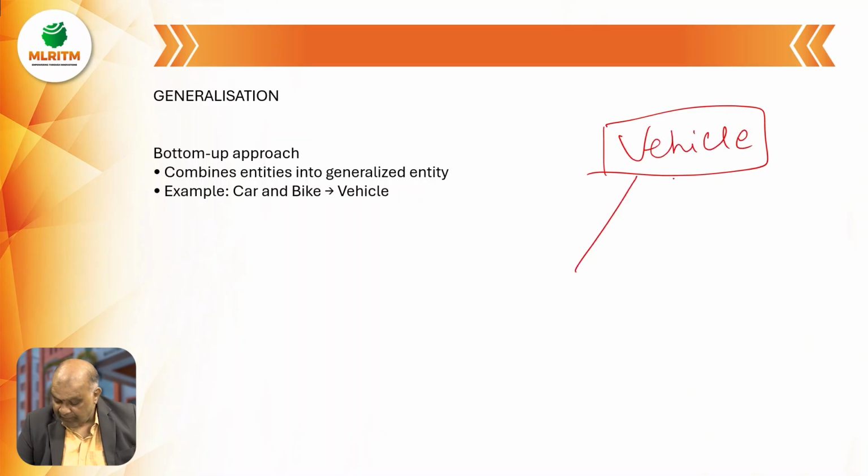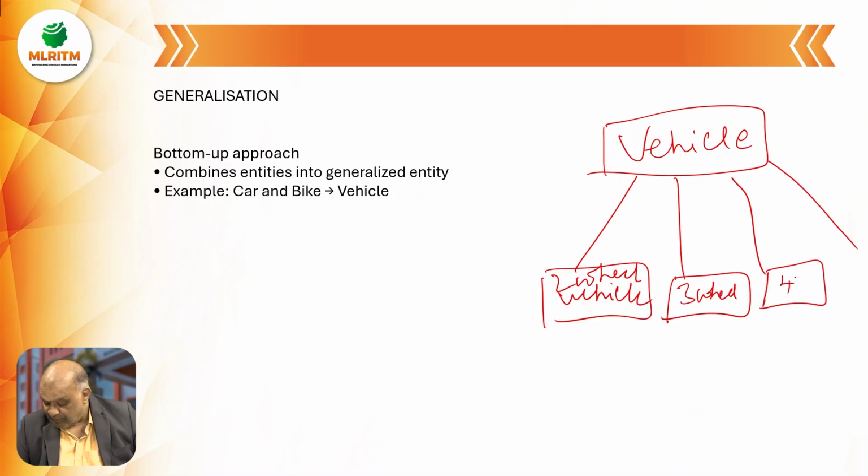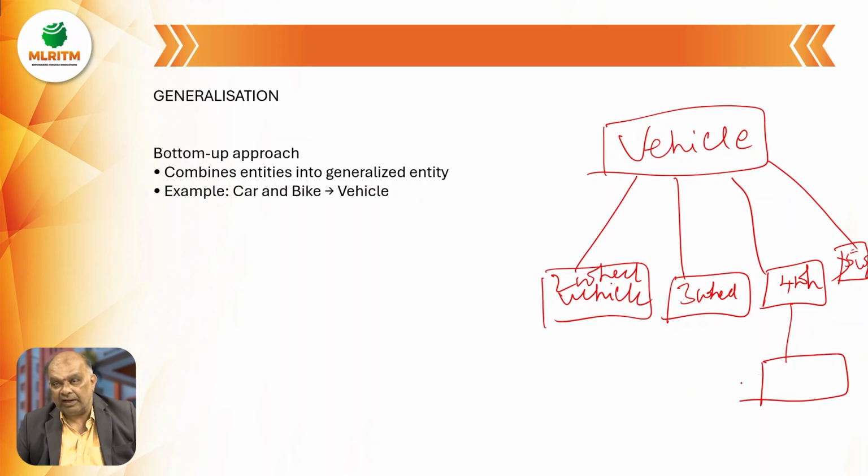So in vehicle, we can specify that there are two-wheel vehicles, which is a sub-entity, three-wheel vehicles, four-wheel vehicles, and more, five-wheel, greater than five-wheel vehicles. So here car and bike come under, car comes under four-wheel. That means we can subdivide an entity into another entity.